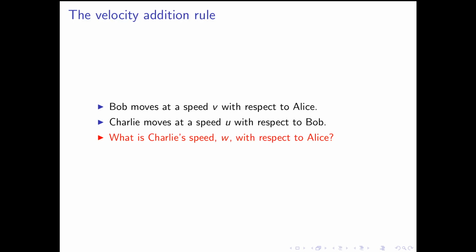Classical, that is pre-Einstein physics, would have told us that w is u plus v, but we already know that at least in one case where Charlie, instead of being an observer, is a flash of light, so that u is c, the result u plus v simply cannot be correct, because the flash of light will not only move at a speed of c with respect to Bob, it will also move at a speed c with respect to Alice, not c plus v. So what we are going to do now is try to figure out exactly what the correct relativistic formula is.